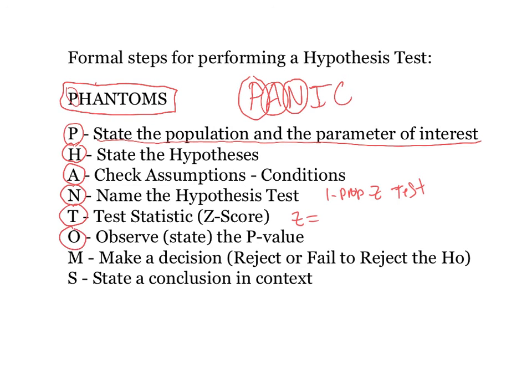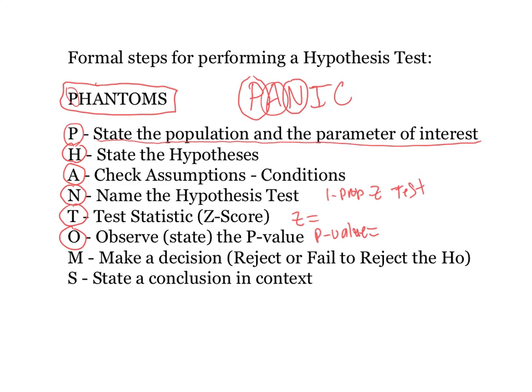The O stands for observe the p-value. And by observe, I really mean state it. So as part of this, you're going to specifically say what the p-value was. Remember that was the percent from the z-score. So those two things need to be stated right on your paper.